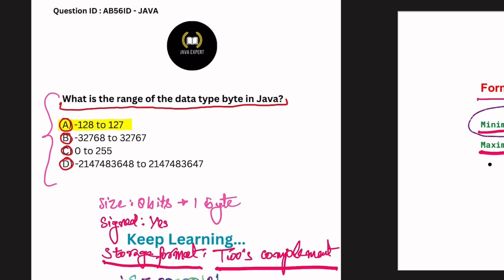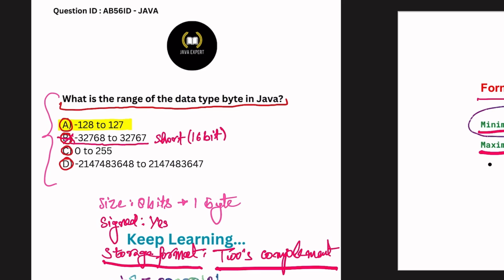Okay, let's check option B. Minus 32,768 to 32,767. This is the range of a short data type, 16-bit. So that is why option B is wrong.